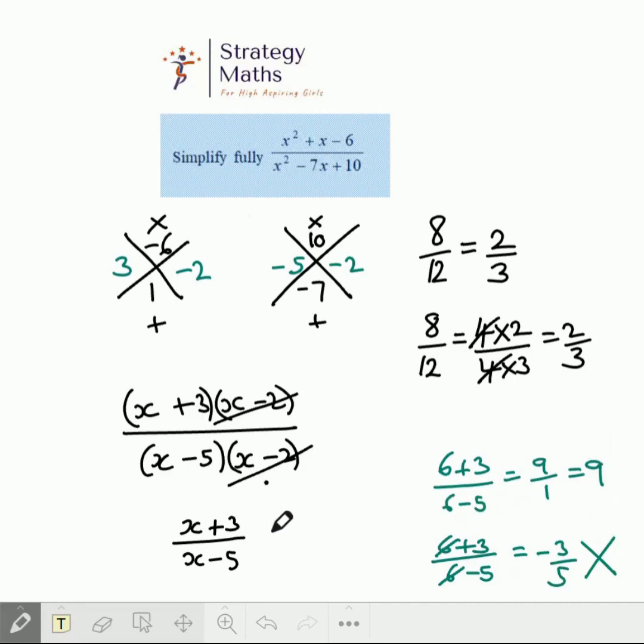So hopefully that has illustrated to you why we can't just cancel out these x's in the same way that we can't cancel out these 6's. In order to cancel anything from the top with the bottom, it must be in factored form, and then we can cancel out any common factors. So x plus 3 over x minus 5 is our final answer.